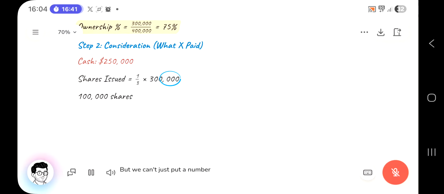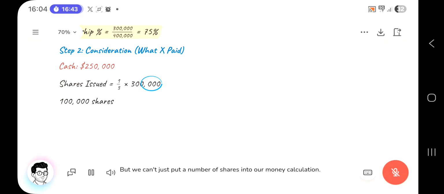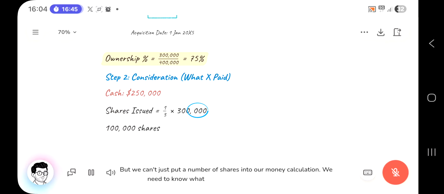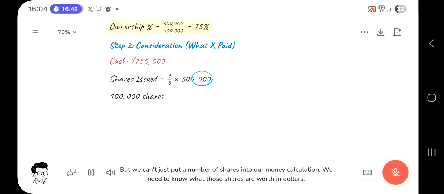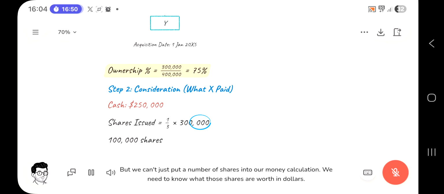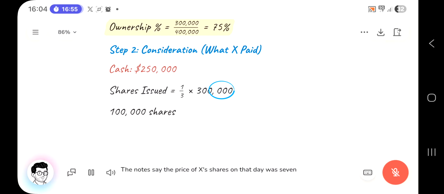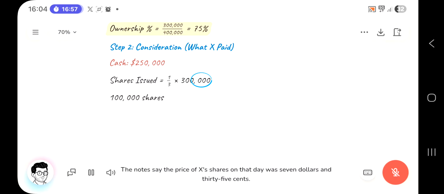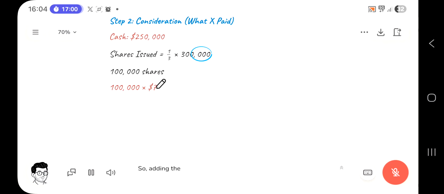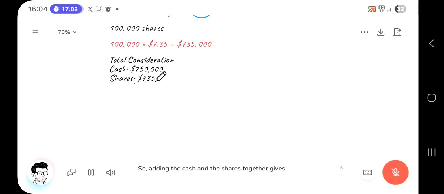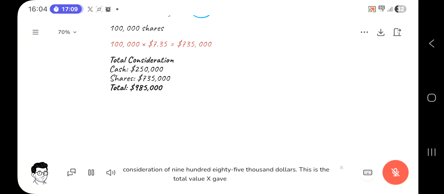But we can't just put a number of shares into our money calculation. We need to know what those shares are worth in dollars. The notes say the price of X's shares on that day was $7.35. So, adding the cash and the shares together gives us a total consideration of $985,000. This is the total value X gave up to get control.